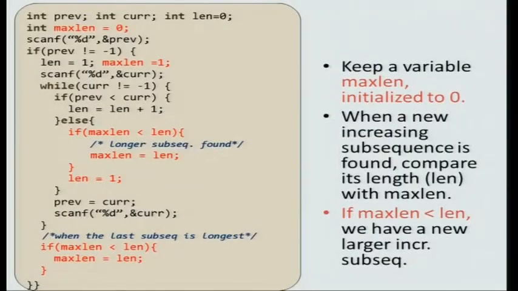Now that's this loop, and at the end we have to do a slightly tricky logic. It could so happen that the sequence ends with the longest increasing subsequence. In that case, we will never reset the max length. So if the last sequence is the longest, you also have to handle the case separately.